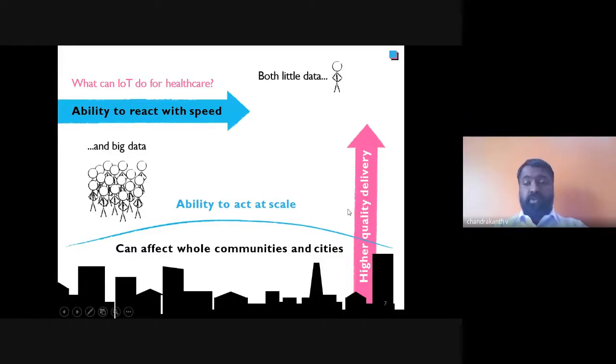And as you know, these machines work much more efficiently, so higher quality of work can be delivered with a higher quality output.